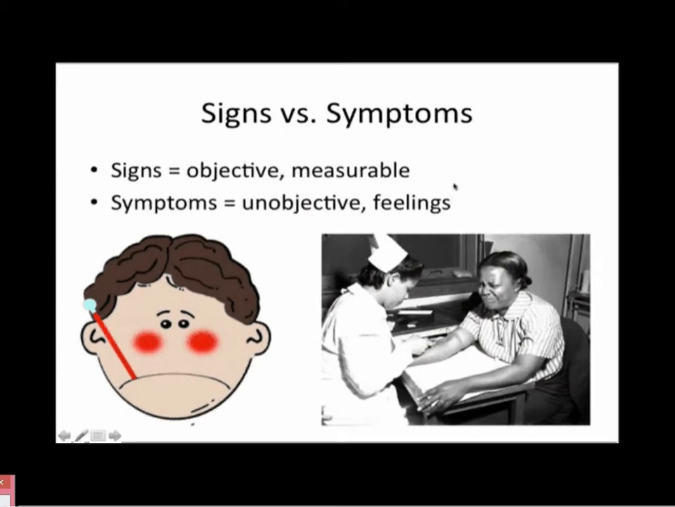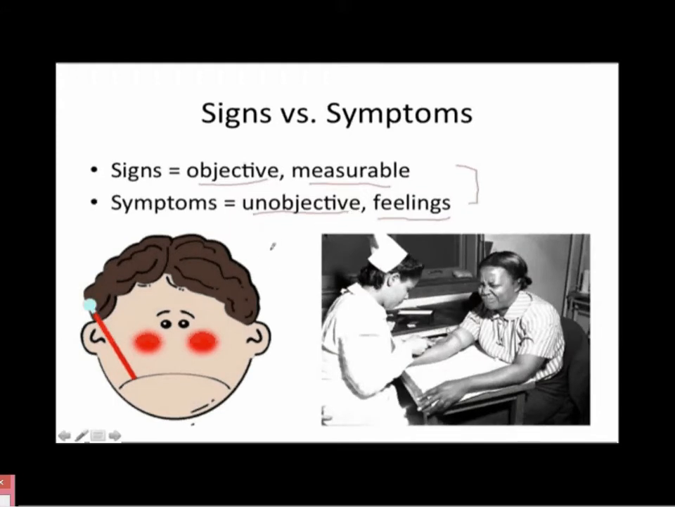All right, so let's talk about signs and symptoms. Now it's important to understand the difference between these two. A sign is an objective, measurable manifestation. And a symptom is unobjective. It's often a feeling that the patient is experiencing. So again, this would be a good time to maybe pause for a second and think of some examples of each. Kind of categorize these examples and see what you can come up with.